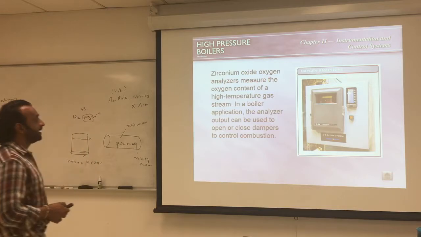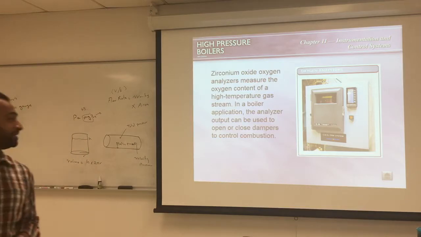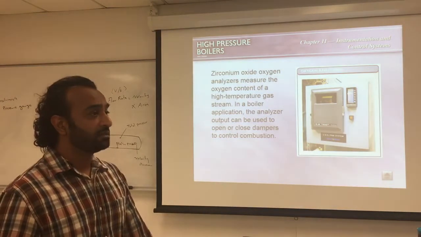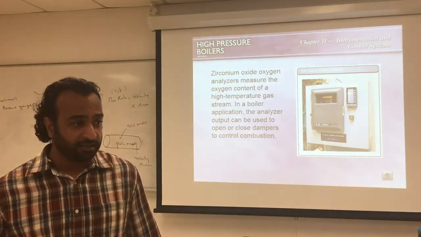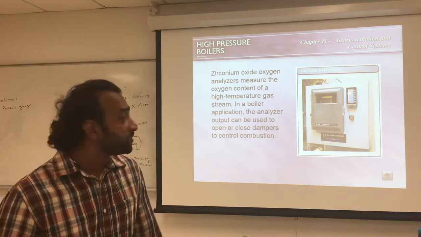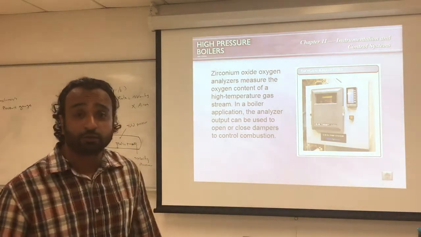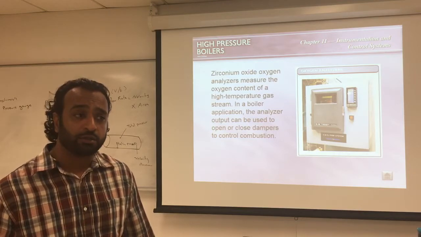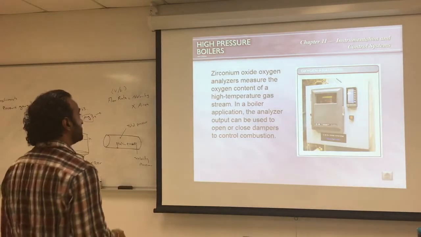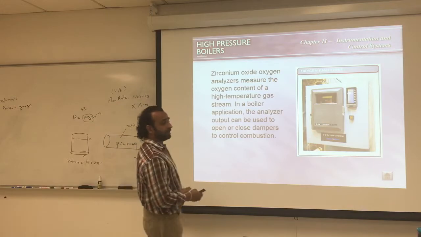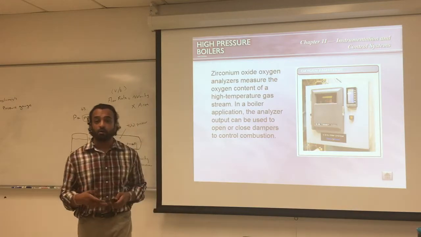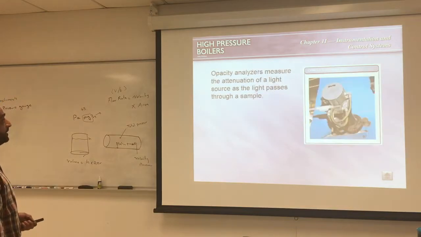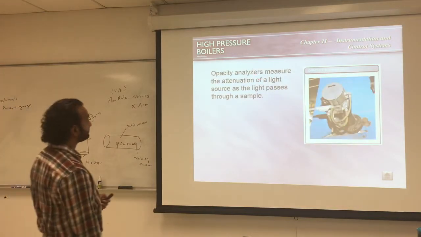Zirconium oxide oxygen analyzer. This is actually something for combustion. It tells us how efficient we are inside the tank. So basically, zirconium oxide is something you also have in your car. You have two of those, one in the air intake and one at your exhaust. What happens is it measures the amount of oxygen that's coming in and out, and based on that, you can know how efficient your boiler is and what combustion is happening inside the boiler.